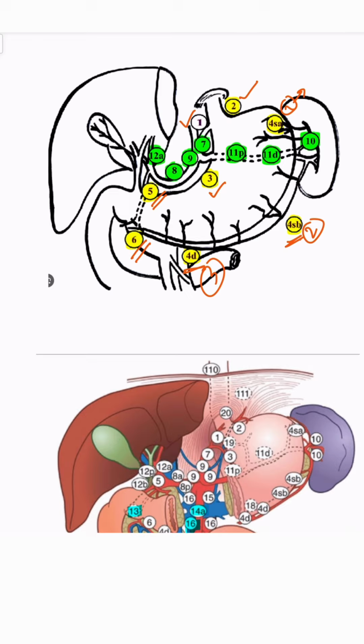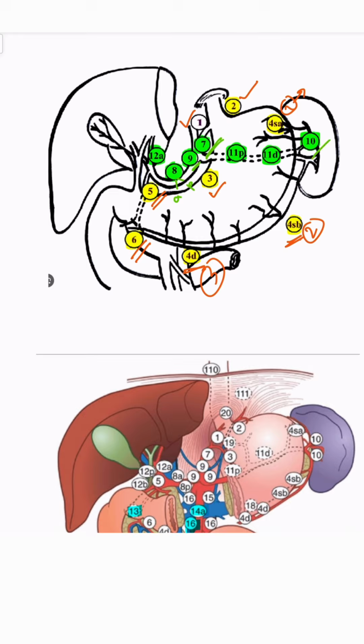Then from the seventh lymph node, the number 7 is along the left gastric artery, and the 8th one is along the common hepatic artery. The 8th lymph node can be divided into 8A and 8P. 8A is the anterosuperior lymph node along the common hepatic artery. 8P is the posterior lymph node along the common hepatic artery. Ninth one is along the celiac axis.